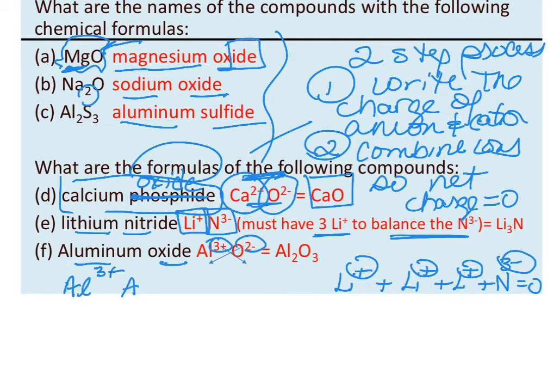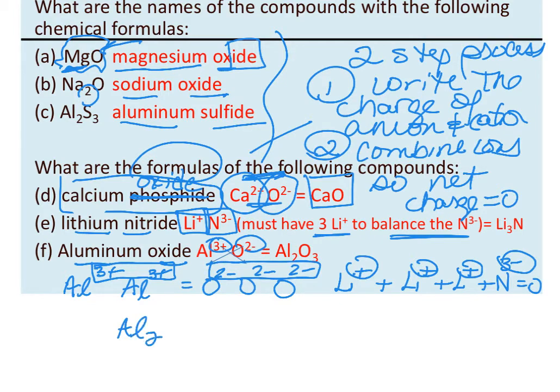So I'm going to go ahead and just write that out for you. And you would need 3 oxygen. So let me show you why that is. All right, so you have +6 on the cation side and -6 on the anion side. Okay, so the formula for that would be Al2, because you have 2 aluminum, and O3.